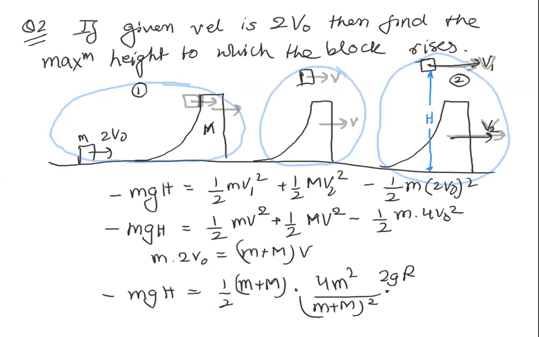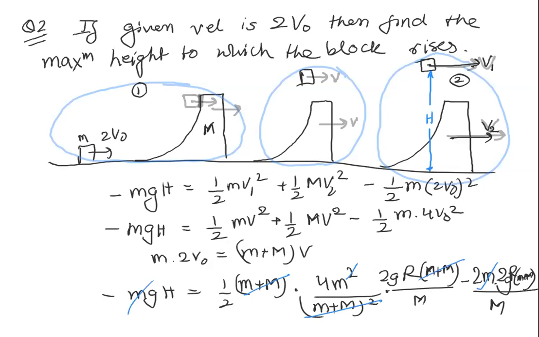2gr into m plus M upon capital M minus 2m into 2gr m plus M upon capital M. Okay, m plus M square is gone from here, and one m is gone from here.